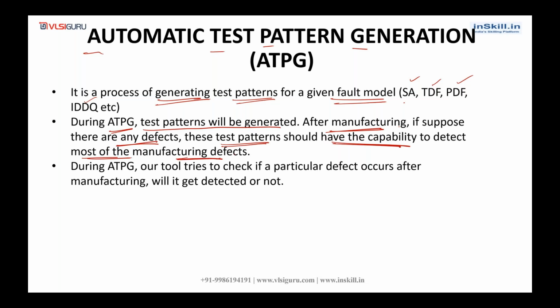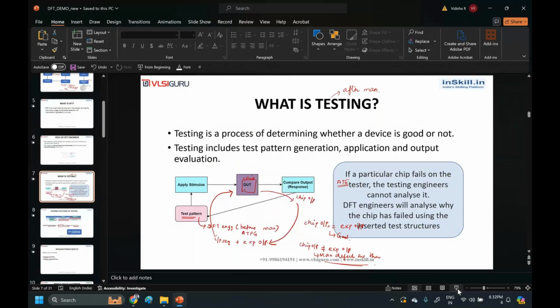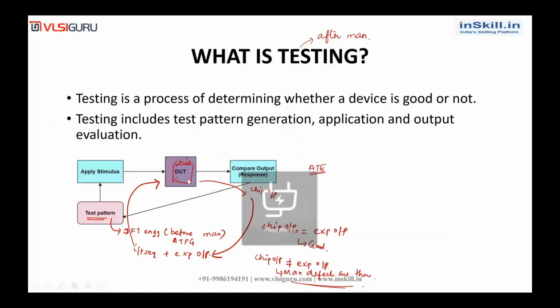The test patterns are generated during ATPG, and after manufacturing, in order to test the chip, we give these test patterns, as we saw in the earlier slide. During testing, which is done after manufacturing, the test patterns we apply to our chip are the ones generated at the time of ATPG. That input sequence is what is applied onto our chip.